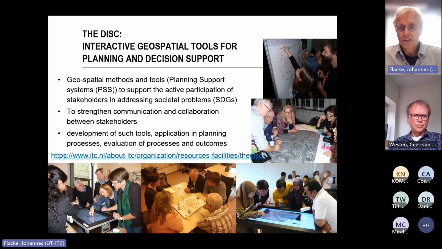So we develop such tools, but we also apply these tools in planning processes, or we do workshops with stakeholders to use the tools, to test the tools, and we also evaluate what the outcomes of such processes are and what the outcomes of using such tools are.